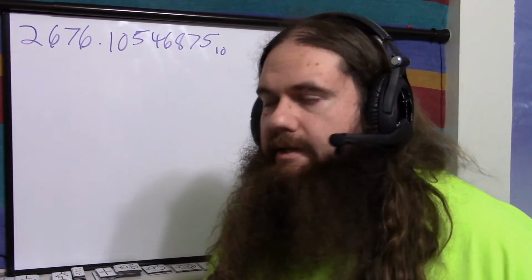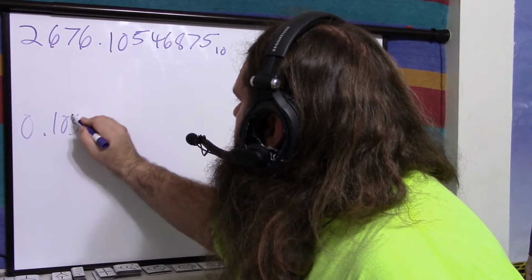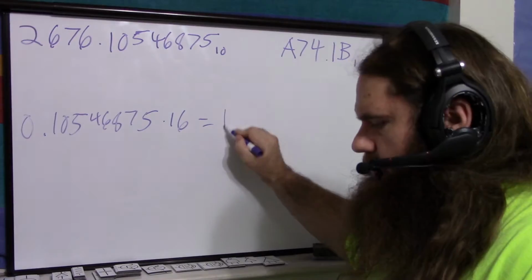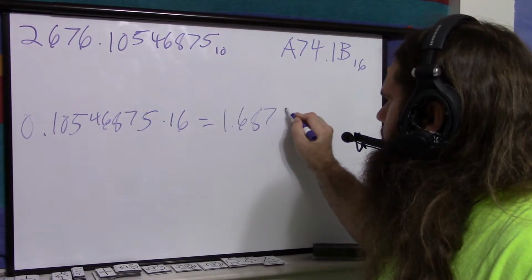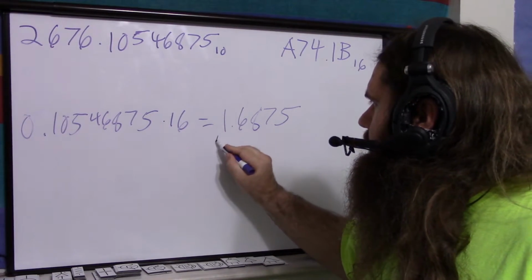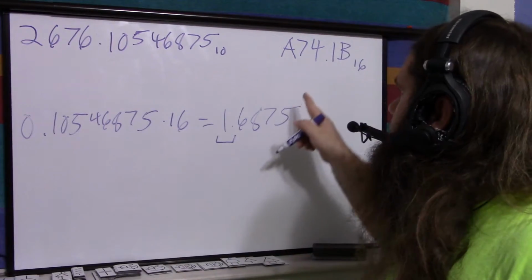So we do the opposite. This time we're multiplying by 16. So we take this 0.1054687.5 times 16 equals 1.6875. So we have our integral part and our fractional part. The integral part, this 1, there's your digit. If this was 11, then it would be a B. In this case, it's 1.